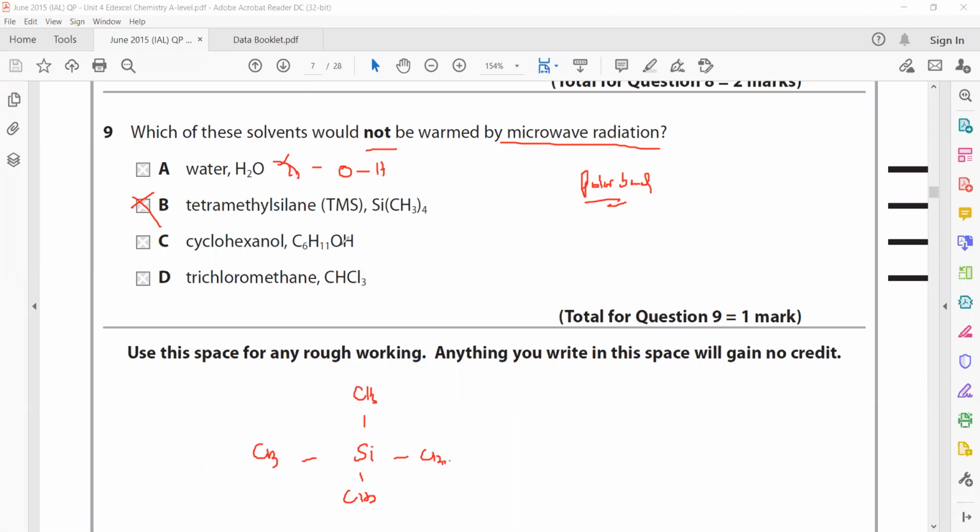Hexane, cyclohexanol will have OH, so it is also affected. And trichloromethane, because the bond between carbon and chlorine is a polar bond, which results in absorption of this microwave. So B is the right answer.